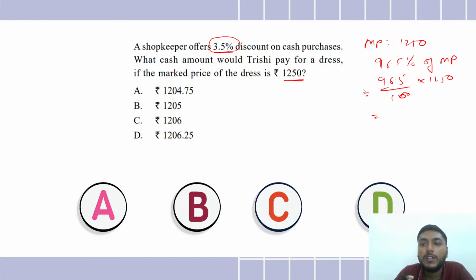So this concept is clear, so we will get the answer in two lines, right? So now the answer would be 96.5 multiplied by 1250 divided by 100. The answer would be 1206.25, option number D. You guys are still not getting the answer, right? 96.5 multiplied by 1250 is 120625, divided by 100 is what? 1206.25, right?